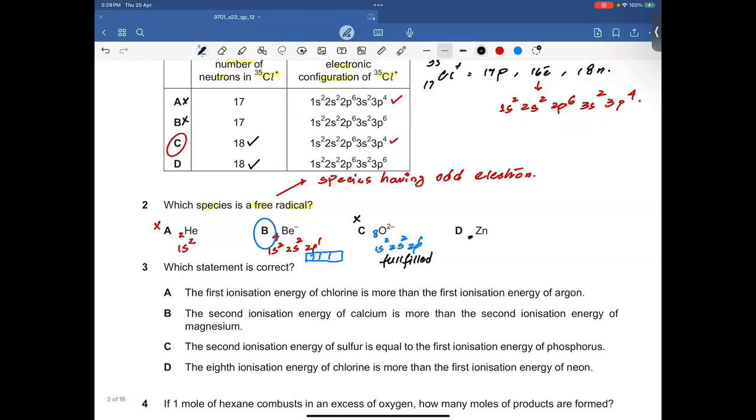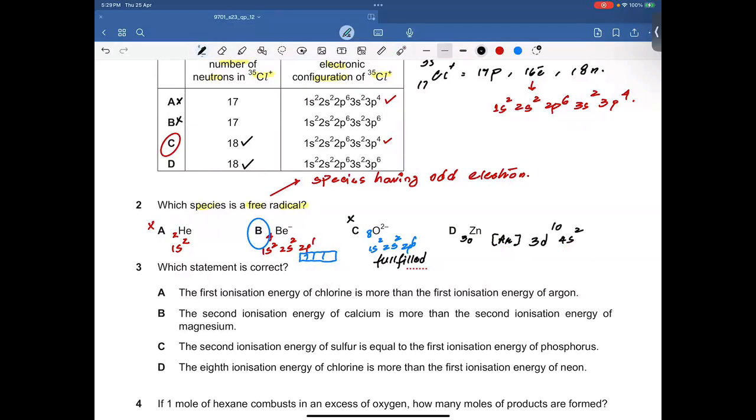Zinc has an atomic number of 30. Let's configure this. In place of 10 electrons, we can write neon. Then we have 3d, then we have 4s. Sorry, my bad. This is going to be argon instead of neon because we have 30 electrons. Argon shows 18 electrons. 18 and 2 is 20, so 3d contains 10 electrons. Again, all of them are fulfilled, which means D is also incorrect.